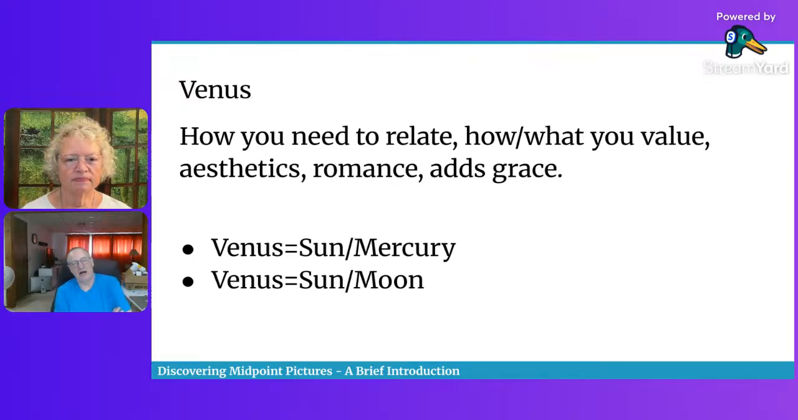Now, Venus is the other side of the inner planet, so to speak, although Mars probably is considered as well. Venus is how you need to relate to others. It rules the seventh house, which is why it's how you relate to others. It's how and what you value because it rules the second in the natural zodiac. So it also has to do with aesthetics, arts, things that are beautiful. Romance, obviously, it's part of the male female dimension, the masculine feminine, sex, and it also adds a touch of grace to whatever it is.